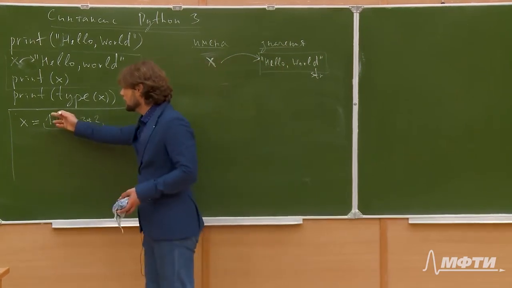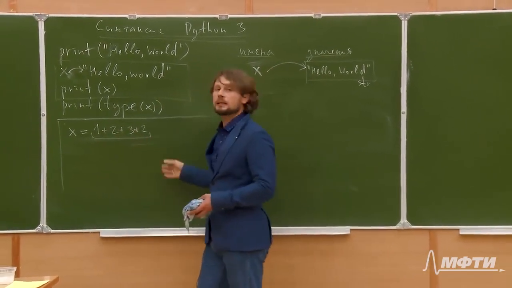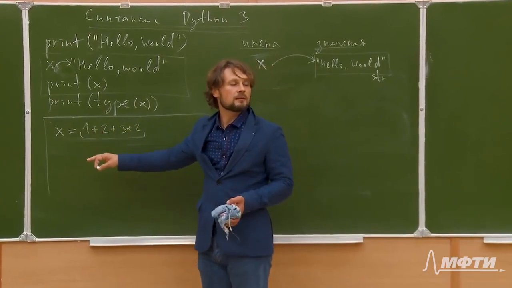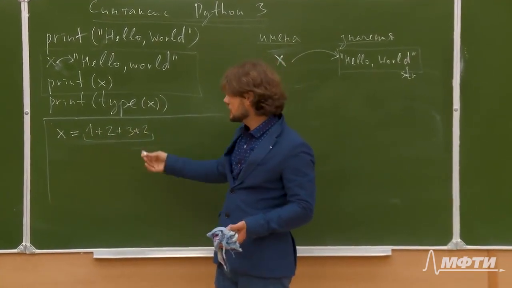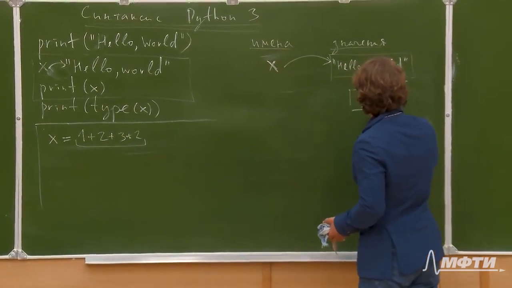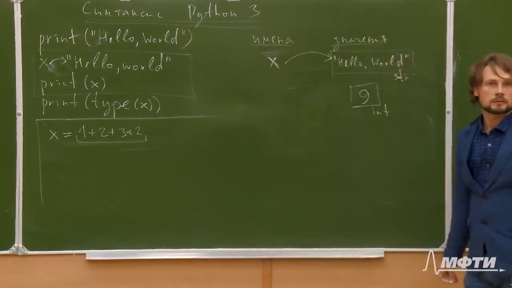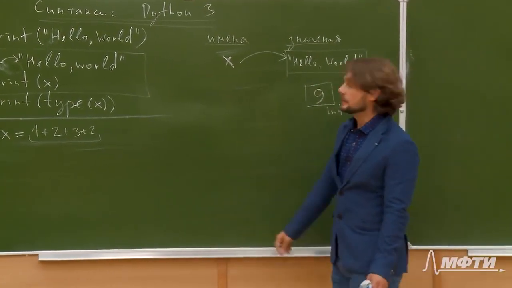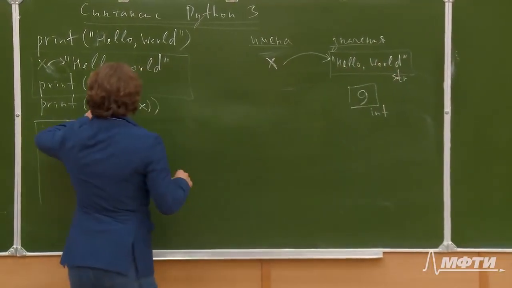So, the temporary objects here are 1, 2, 3. They will exist during the calculation. After the calculation, object 9 appears, an object of type int. And the most interesting thing is that I drew it here as if it were a separate program.